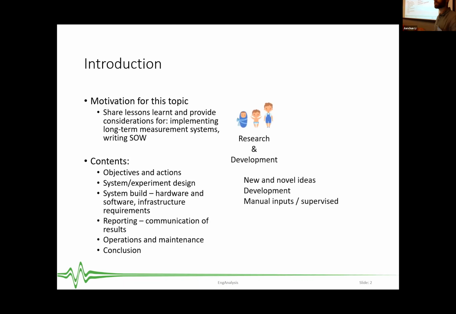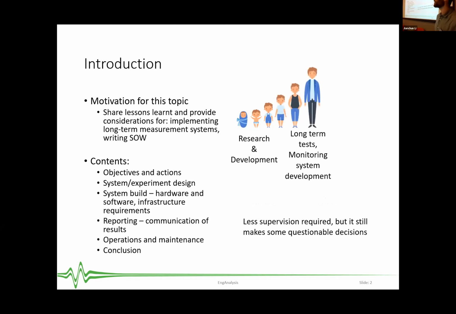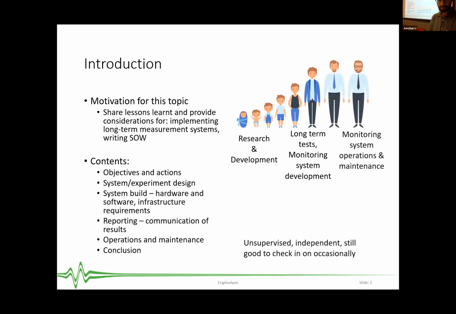Again, just in the context of this talk, trying to bound the different stages. I'm referring to research and development as that early stage. It's a new and novel idea, it's development. A lot of it requires manual inputs and supervision of what's going on. Then we move on to long-term, so field testing, which some of the talks also got into, turning it into a monitoring system. There's less supervision required, but it still needs a little bit of help. And then the fully grown adult, so it's the monitoring system, it's the operations and the maintenance.